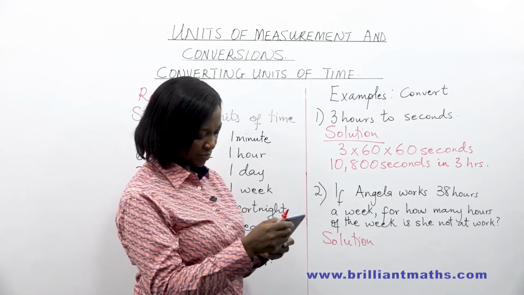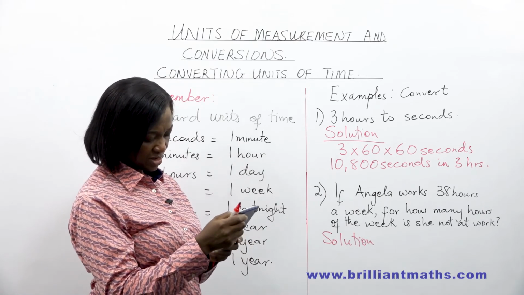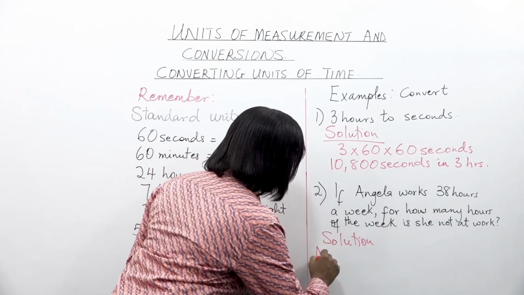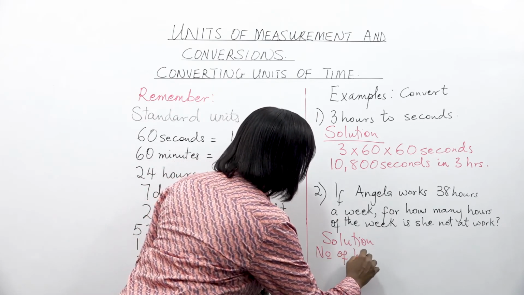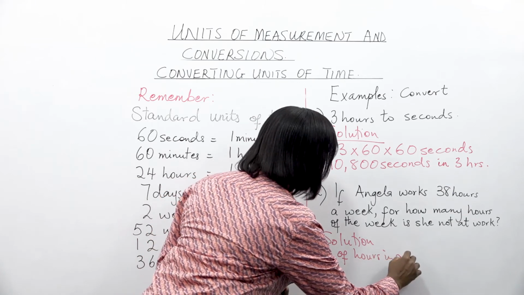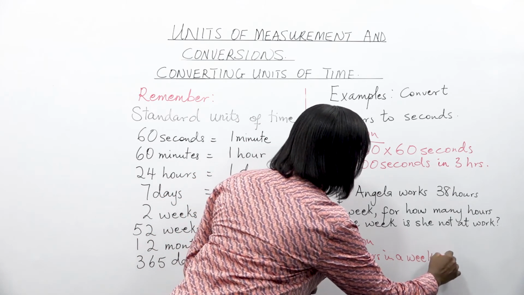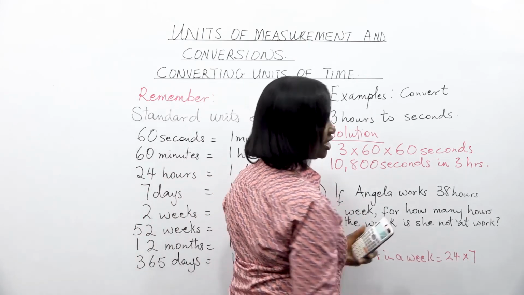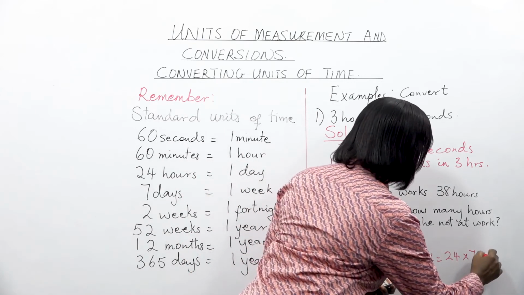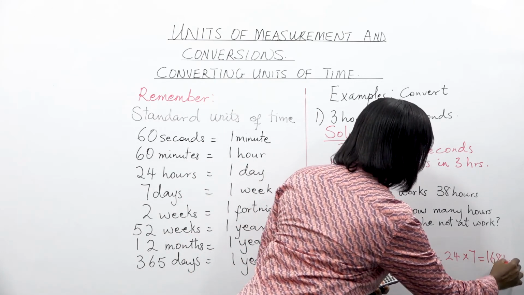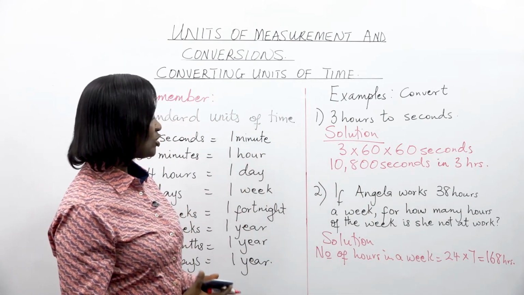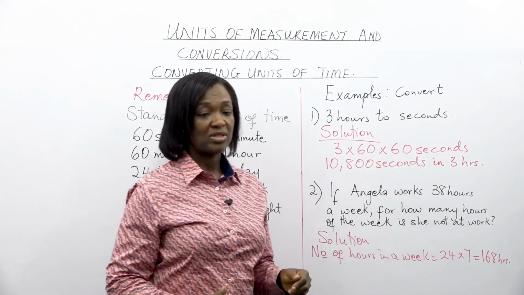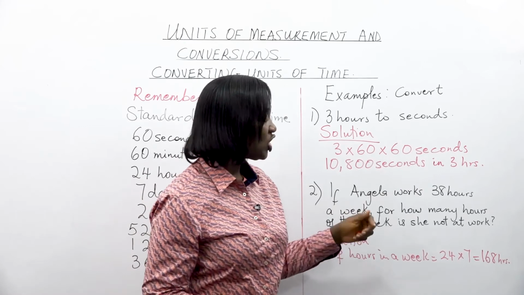So let's do that quickly. 24 times 7 equals 168. Number of hours in a week equals 24 times 7. 24 hours in a day times 7 days in a week, and that is equal to 168 hours. Good. So if there are 168 hours in a week, and Angela works 38 hours, how many hours of the week is she not at work?